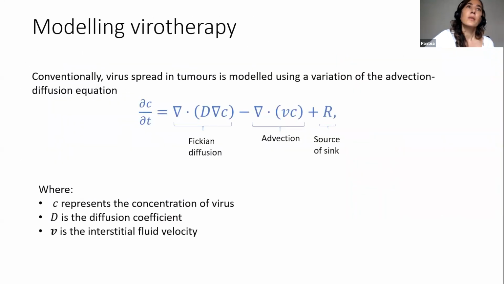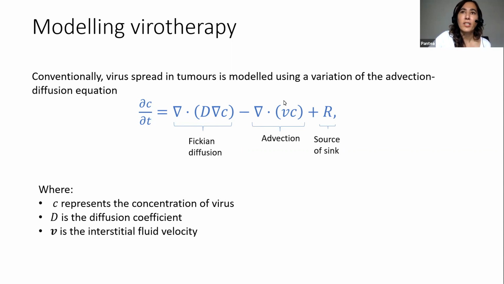Okay, so a little bit about virotherapy models. Conventionally, virus spread in tumors is modeled using a variation of advection diffusion equations. Here, this is the standard Fickian diffusion. If C represents the concentration of viruses, D here represents the diffusion coefficient. This can be a constant, or it can vary spatially, for example.